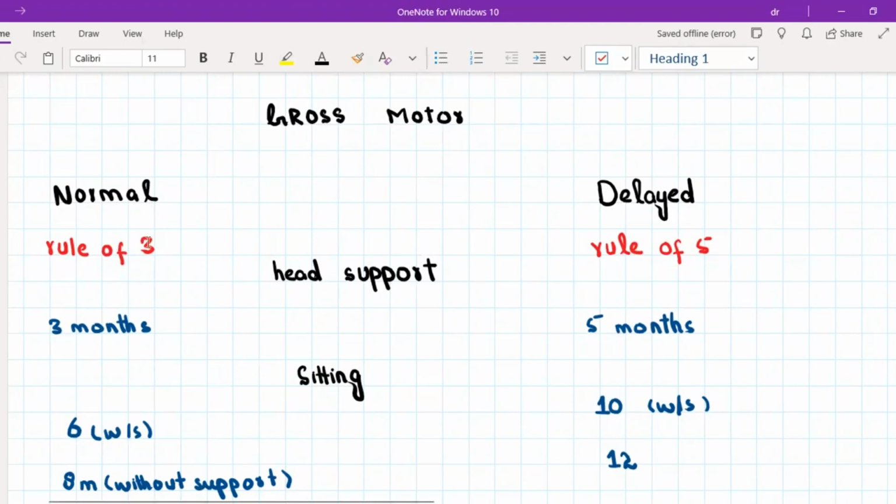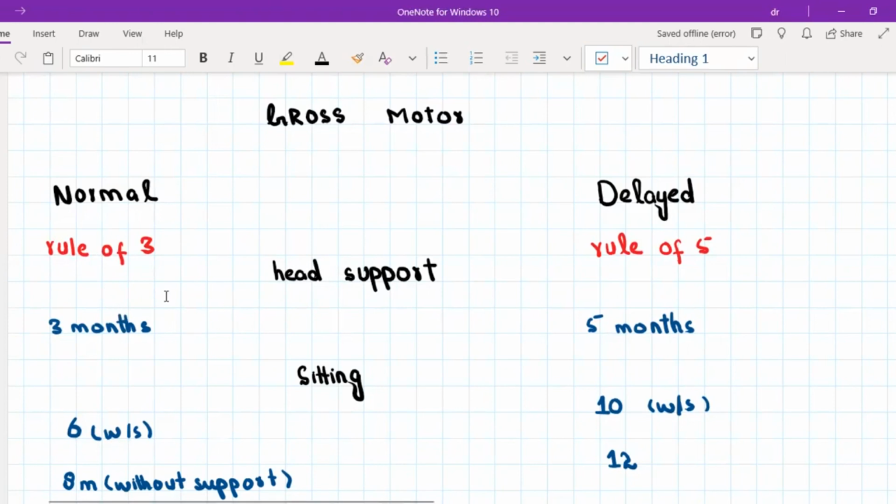So first of all, let's discuss the normal developmental milestones, and then we will talk about when they are considered delayed. In order to memorize the normal gross motor milestones, we have something called the rule of three. Starting with head support, which is achieved by the age of 3 months, we go forward in multiples of three.